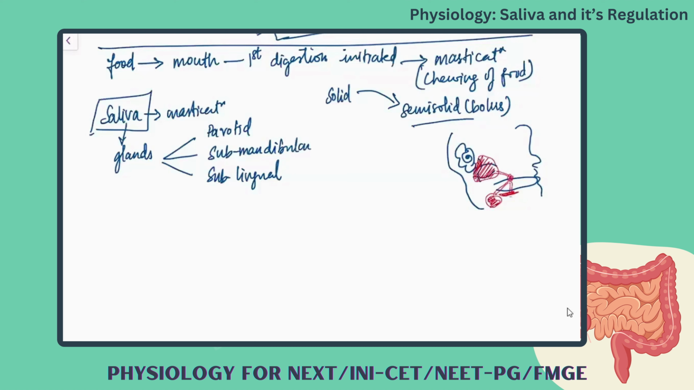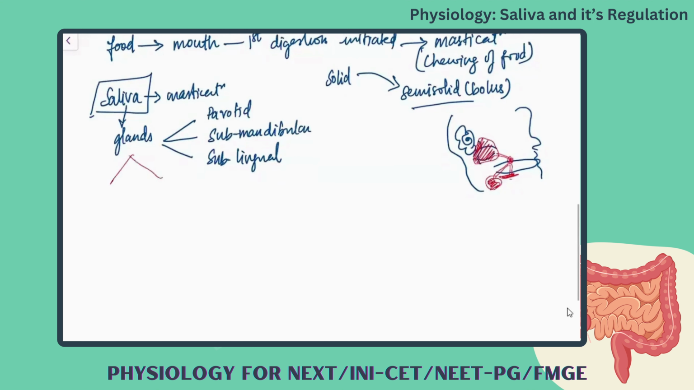And this saliva has some differentiation. That is, it may be of serous type or mucus type. What is this serous and mucus type? The mucus type is very rich in digestive enzymes, called salivary enzymes. And in the serous type, the water content will be more. This is determined based upon the type of food we are eating.